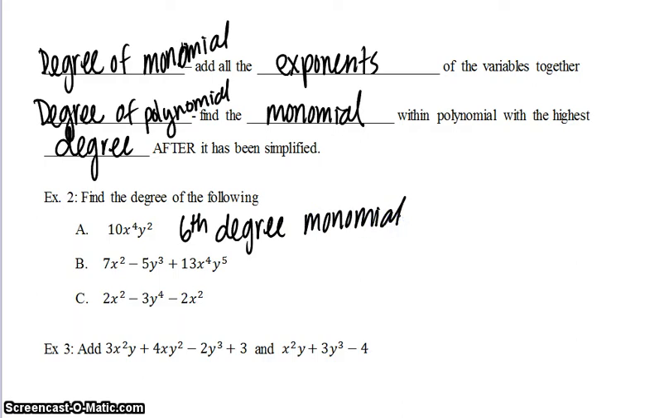Okay? Now, we actually have, this is 1, 2, 3 terms, so it's actually a trinomial. It looks simplified, there's no like terms. So this one right here has a degree of 2, this monomial. This one has a degree of 3. This one has a degree of 9 because you add them together. So you take the highest one, so it's going to be a 9th degree monomial. Not monomial, sorry, trinomial.